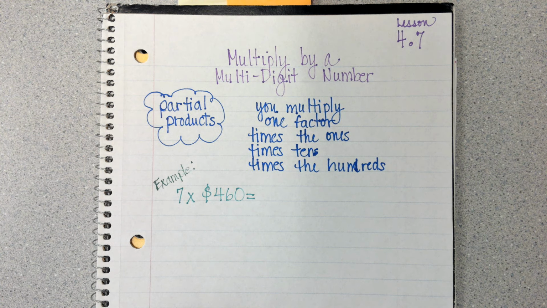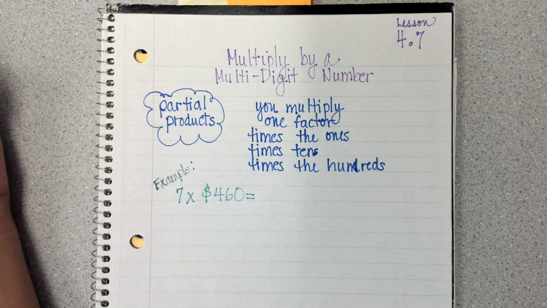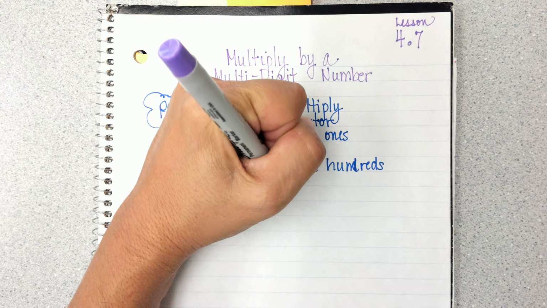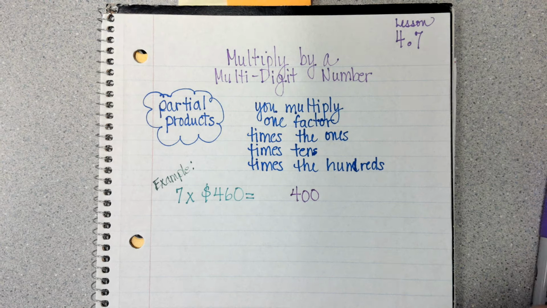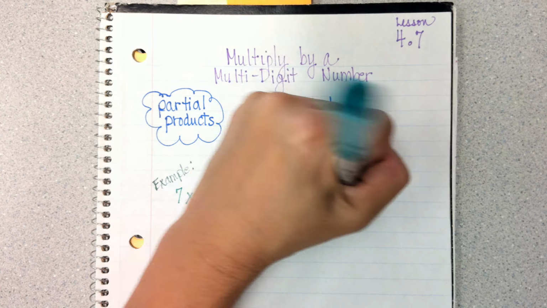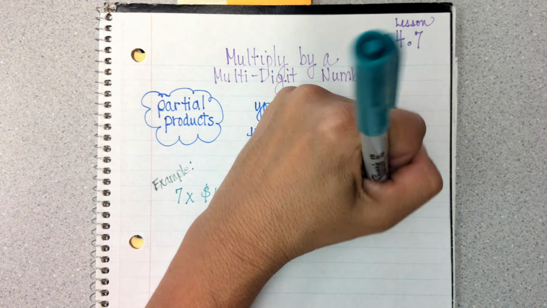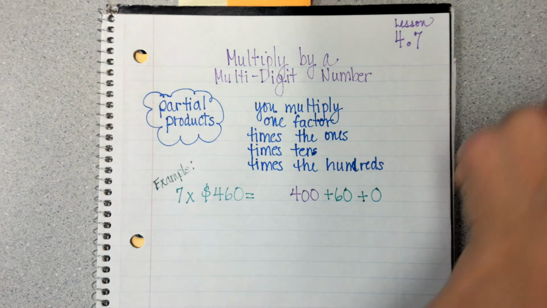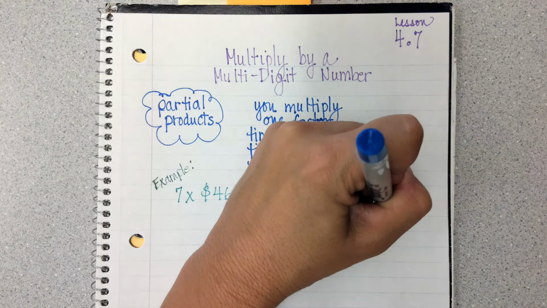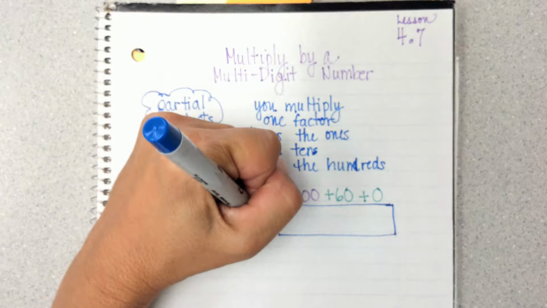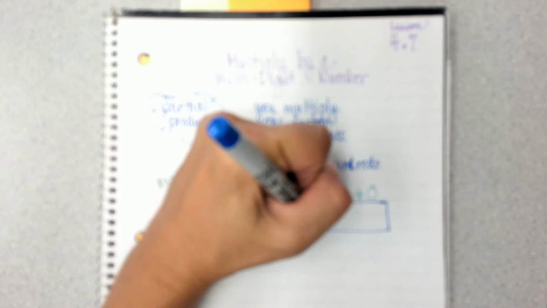So first, I'm going to multiply. Actually, I'm going to start with an area model because that's the way we feel very comfortable. So I'm going to decompose 460 into 400 plus 60, and I don't really need to do this, but I'm going to put plus 0. And you make your rectangle. We're multiplying times 7. I'm going to make my line here and a line there.